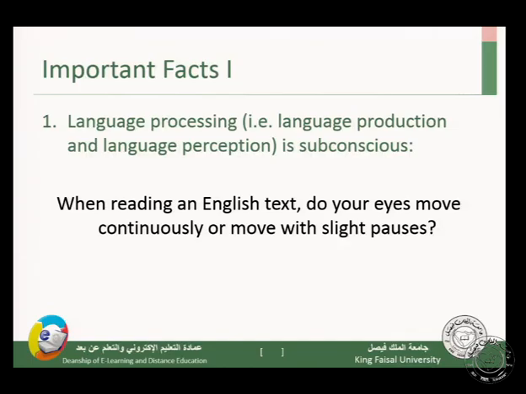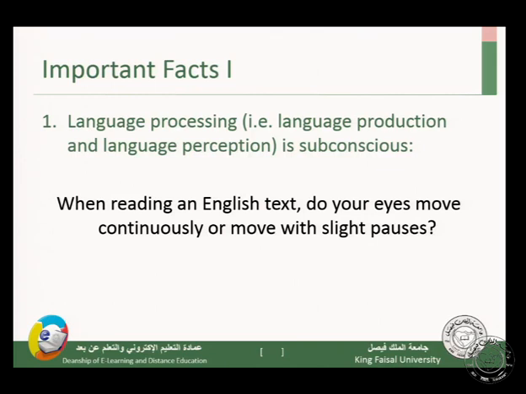Whenever you listen to someone, whenever you speak, you just speak. You do not find it difficult to plan speaking. You just speak. You do not find it difficult to plan listening. While you are listening, the mind works without any interruption from your side. I'm going to repeat this because it is important. It explains what we mean by language is subconscious. While you are listening to me now, your brain works independently. Your mind works independently in order to analyze the language you are listening to.